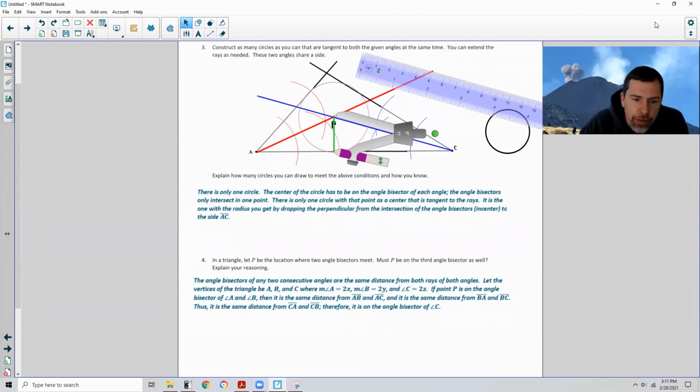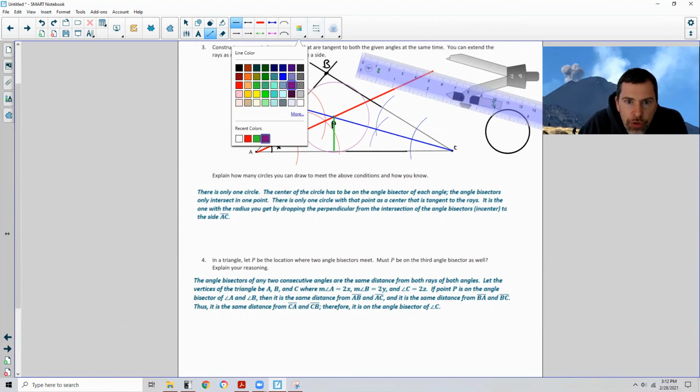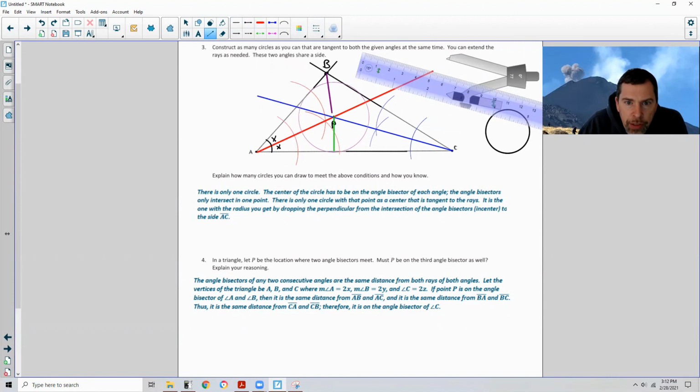All right, so here's what they're saying here. This is B. Here's A, here's C. Let's get this out of the way. So what they're saying is let the vertices of the triangle be A, B, and C, where the measure of angle A is 2x. In other words, each half would be x. The measure of angle B is 2y. Well, I don't have an angle bisector there yet, so let me put one. Okay, I'm not going to take the time to construct it, but it's going to go from here to P.